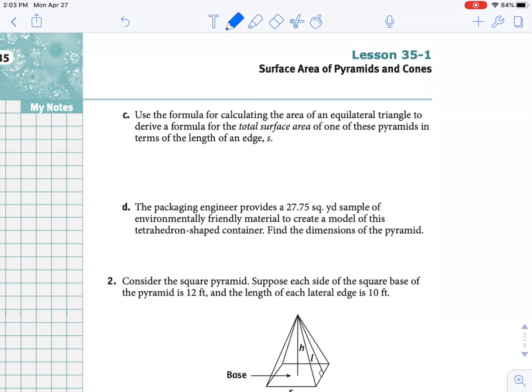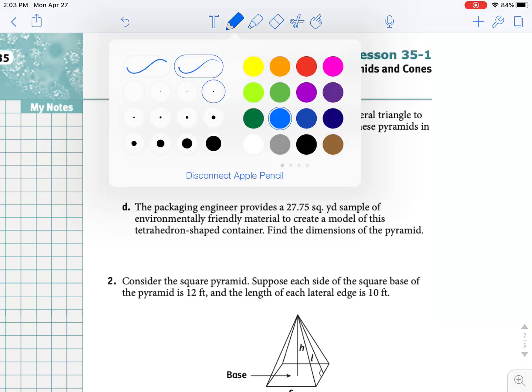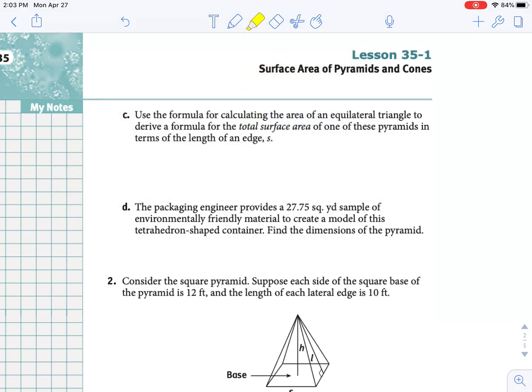But that also leads us to the idea of coming up with maybe a formula that we could use for a tetrahedron. So if we think about writing a formula that would allow us to find the area of an equilateral triangle, we're going to use the formula for the area of an equilateral triangle to find the total surface area of one of these tetrahedrons. Now keep in mind that we know that to find the total surface area, we're going to have to find the area of 4 separate triangles.